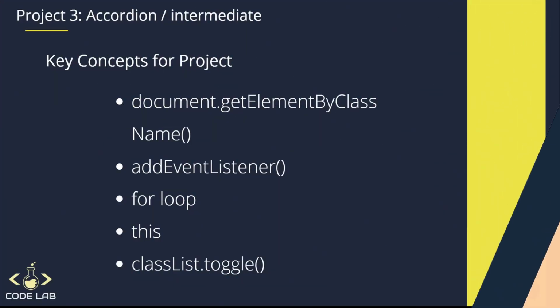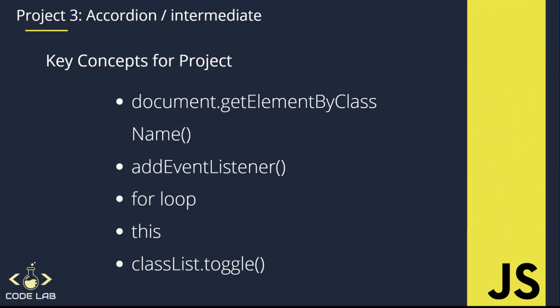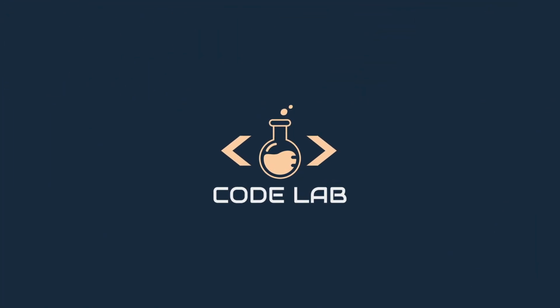Now the key concepts we're going to need in this tutorial are document.getElementsByClassName this time, of course the addEventListener, the for loop, the this keyword, and the classList toggle method. So let's hop into VS Code now and create our accordion.